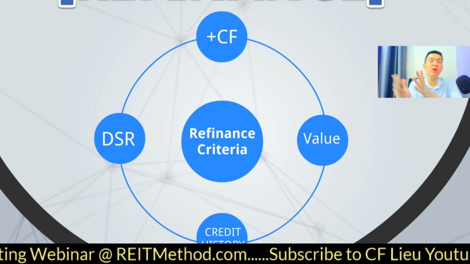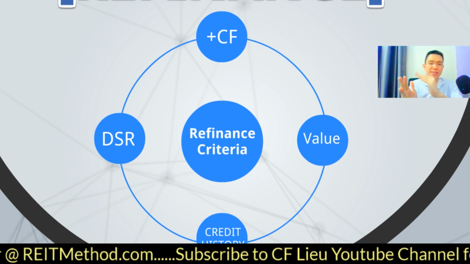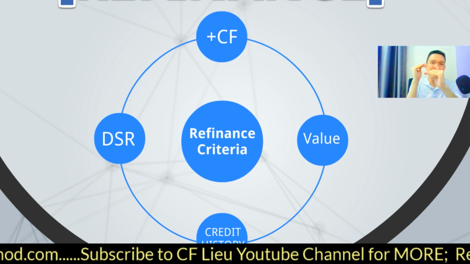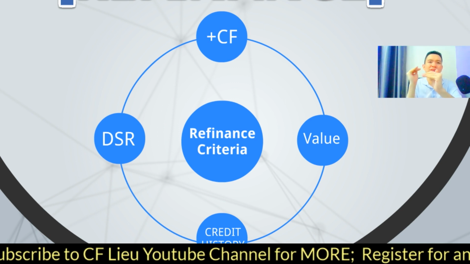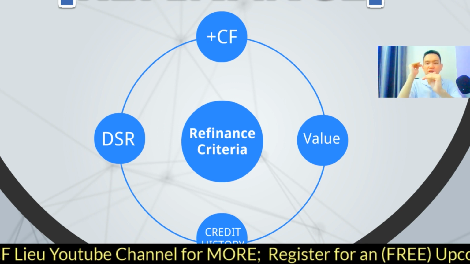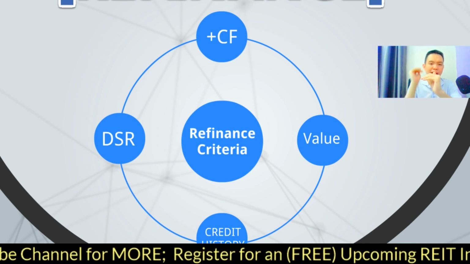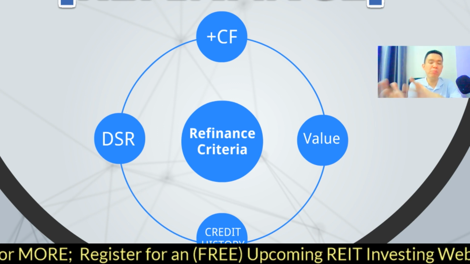Debt service ratio is something that you cannot exceed. There's a maximum cap. If you exceed a certain percentage, that is where you cannot take a loan anymore. No banks want to lend money to you anymore. That is how you cannot borrow money anymore.